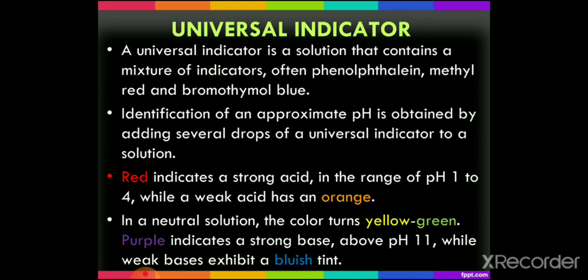A universal indicator is a solution that contains a mixture of indicators, often phenolphthalein, methyl red and bromothymol blue. Identification of an approximate pH is obtained by addition of several drops of universal indicator to a solution. Red color indicates a strong acid in the range of 1 to 4, while a weak acid has an orange color. In a neutral solution, the color turns yellow, then green. Purple indicates a strong base above pH 11, while a weak base exhibits a bluish tint.